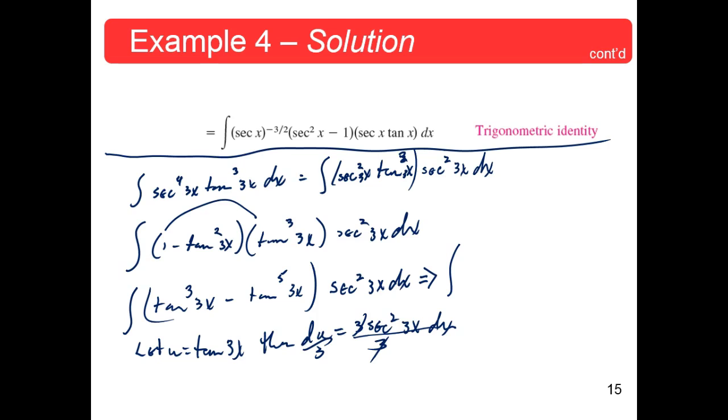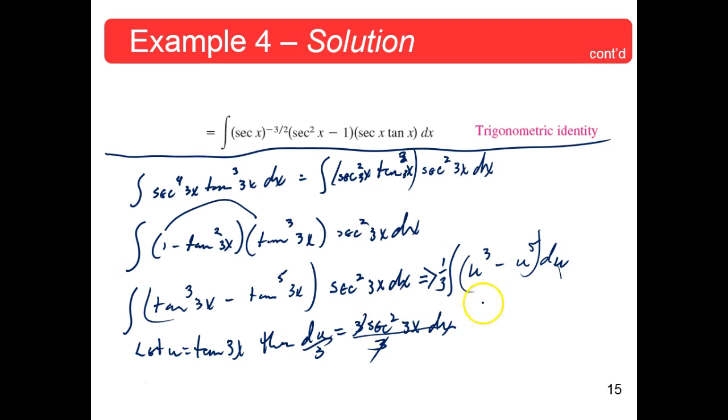U cubed plus u to the fifth. We got a 1/3 out front from this, and that leaves you du. Sorry about that. My screen collapsed on me while I was trying to write. All right, and that's a pretty easy integration there.